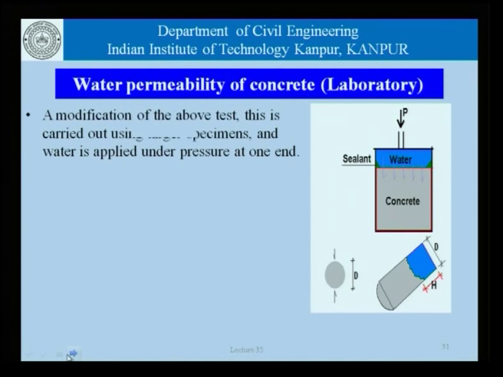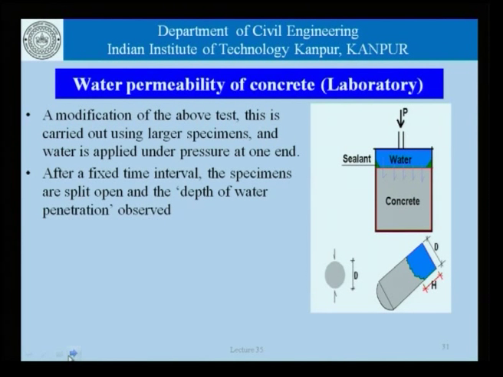In this case, what we do is basically a modification of the above test, carried out using larger specimens, and water is applied at pressure at one end. That does not change. What happens is that after a fixed time interval, the specimens are split open and the depth of water penetration is observed. So, we have a concrete cylinder or a concrete specimen here, we apply water pressure on this, and at the end of a certain fixed time split the cylinder and try to see how much is the depth of penetration of water.